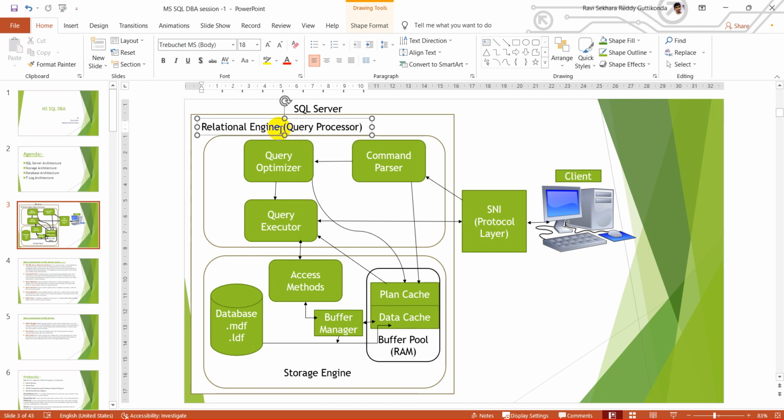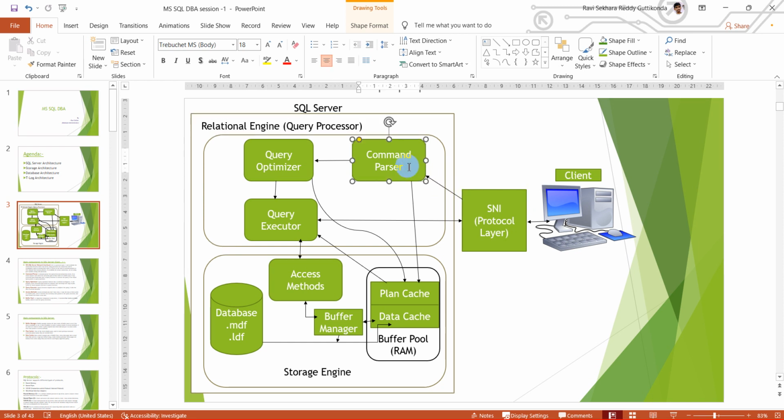Why do we call the relational engine a query processor? Because this relational engine processes the query. We will discuss each and every component in detail. Whatever query is coming from the client machine, initially it comes to the command parser of SQL Server. The command parser will check for syntax errors. If any syntax errors are found in the command parser, it will throw an error.